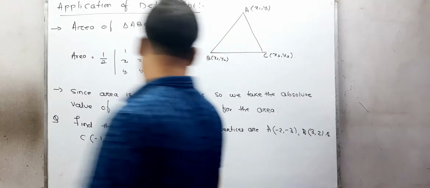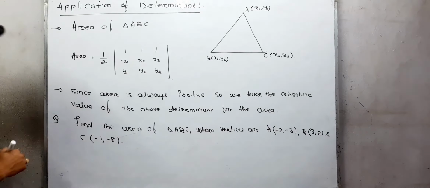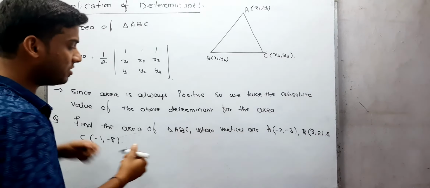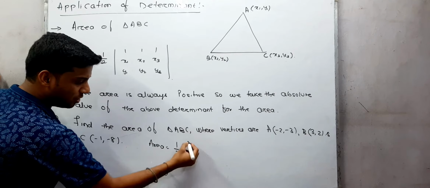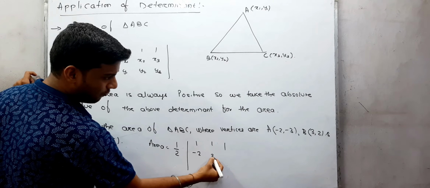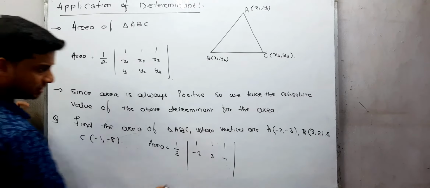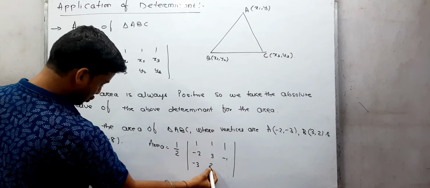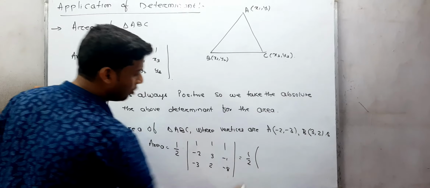Find the area of the triangle ABC, where A, B, C are given to us. So simple, we have the formula. Area is equal to 1 by 2 times the determinant of 1 1 1; x coordinates -2, 3 and -1; and y coordinates -3, 2, -8. I just need to solve this and find the value of the determinant.